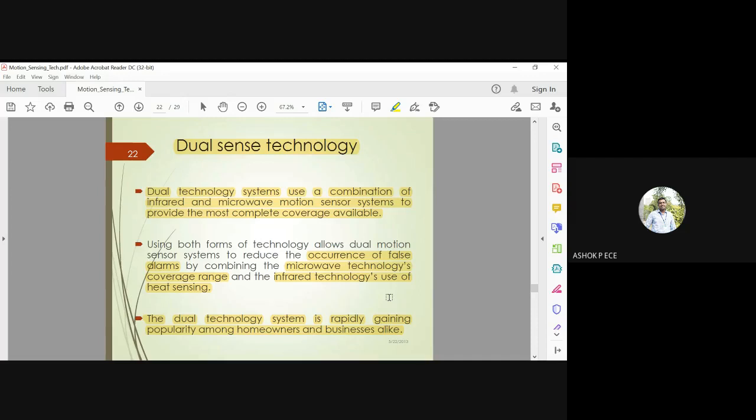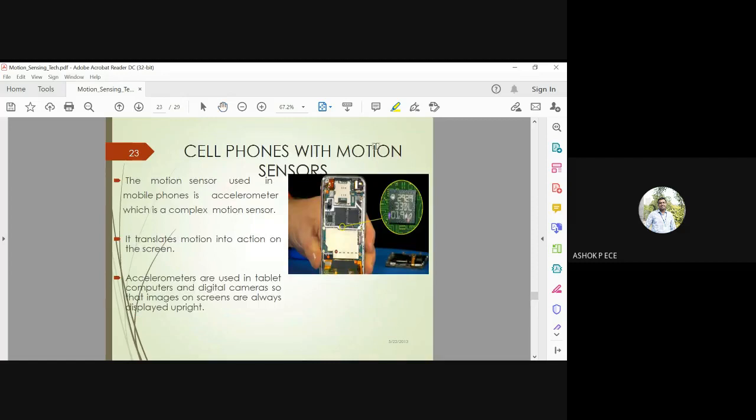It is going to gain popularity in business alike. People nowadays are more interested in dual technology. You have mobile phones, and they have motion sensors, which is the accelerometer, a complex motion sensor. It translates motion into action. So when you rotate your screen, the contents are automatically rotated, right? So it is sensing the motion. It is sensing the change in axis, right? A simple one, what we have seen. It translates the motion into action on the screen.